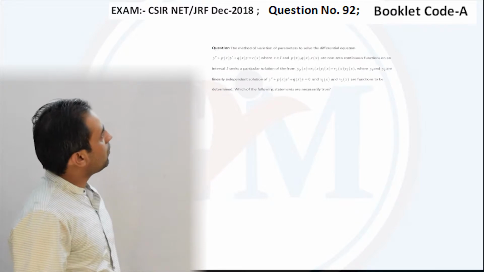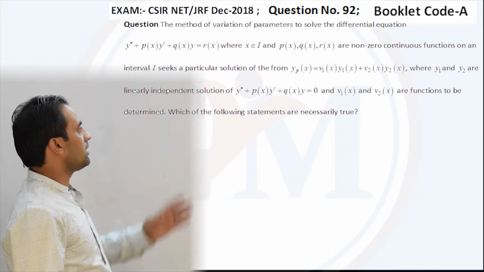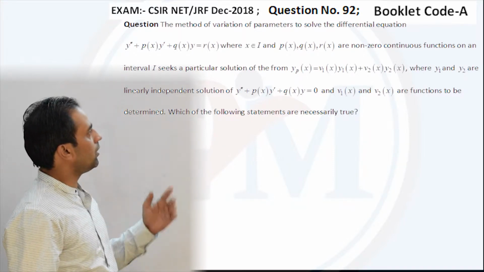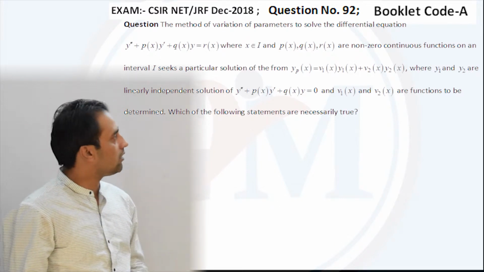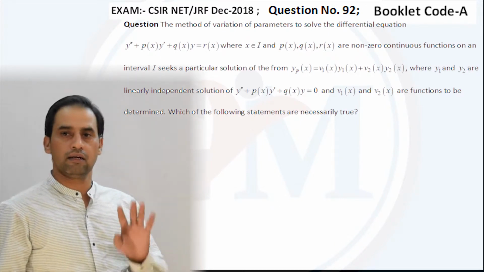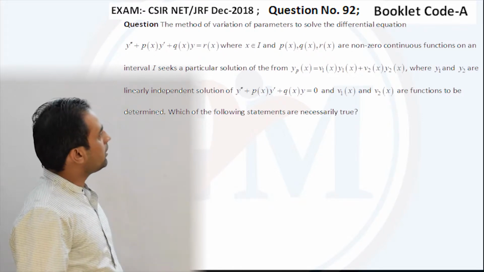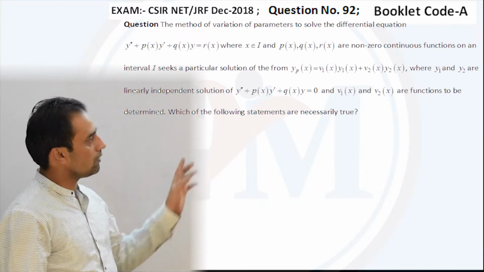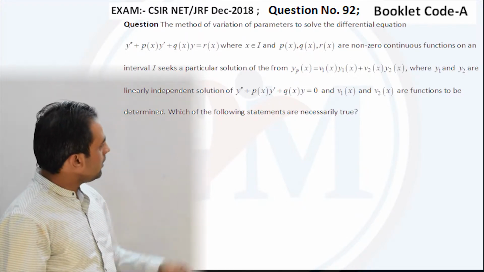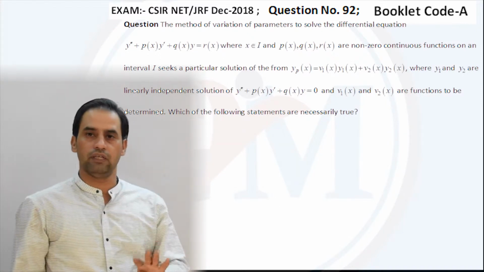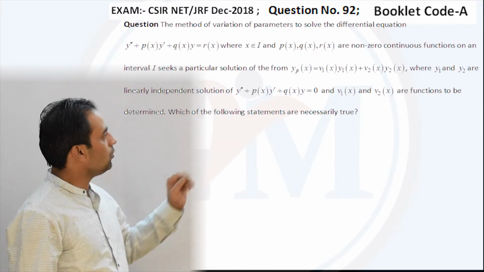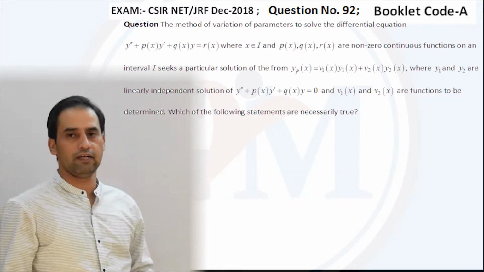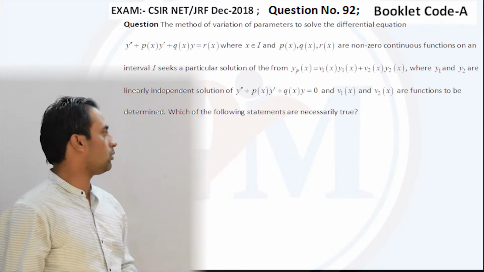So the question is: the method of variation of parameter to solve the second order non-homogeneous differential equation, which is y'' + py' + qy = r(x), defined on an interval I, where p, q and r are continuous functions. Seeking a particular solution yp = v1 y1 + v2 y2, where v1 and v2 are any two functions which are obtained from variation of parameter. y1 and y2 are two linearly independent solutions of the homogeneous linear differential equation y'' + py' + qy = 0.